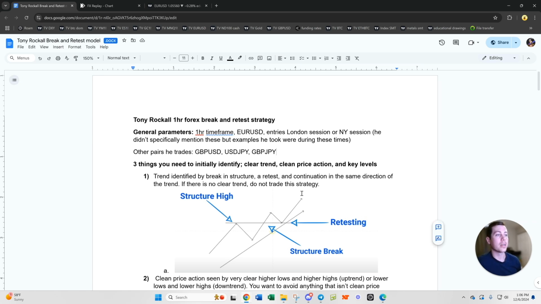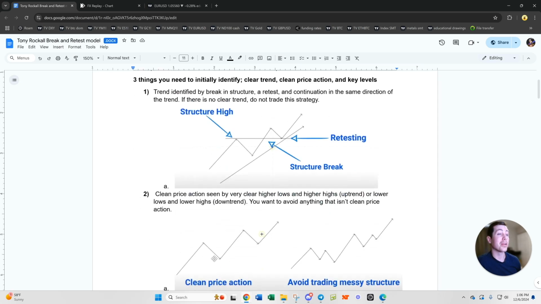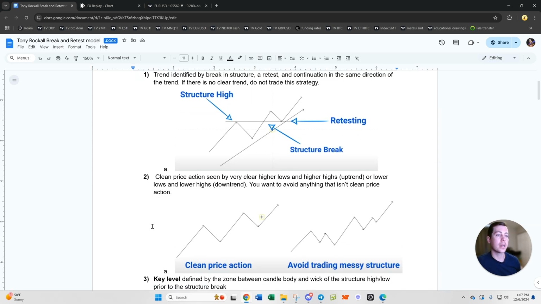So you want to be able to see clear trends as well as clean price action. You really want to see the clear highs and lows. You don't want to see a whole lot of choppier price action. If it's choppy or ranging, and there's no clear trend based on this structure, either uptrend or downtrend, he said it's best not to trade during those times. So you want to see the trend and clean price action.